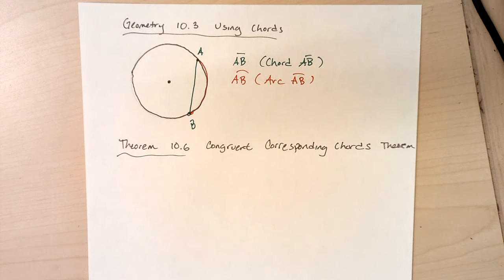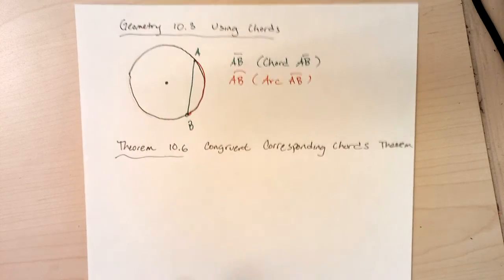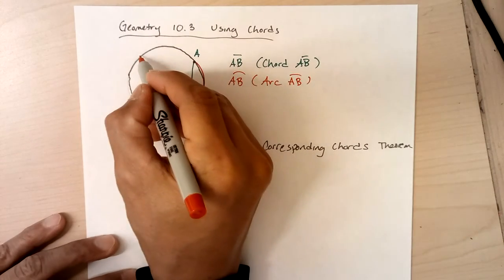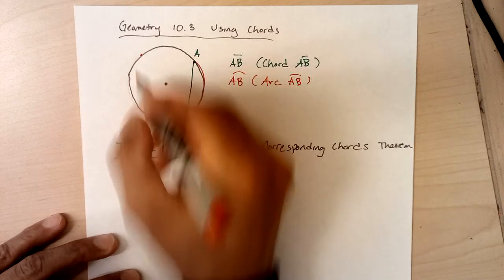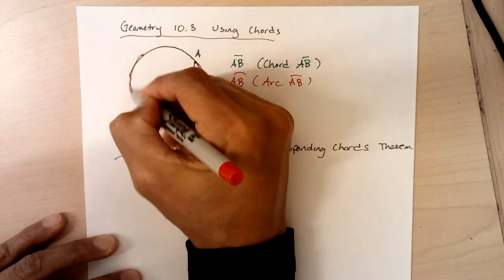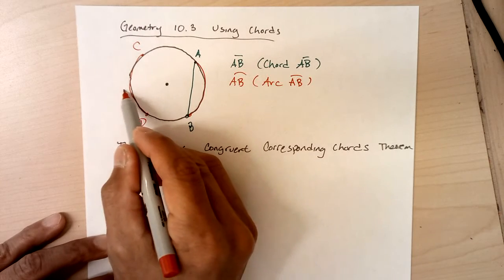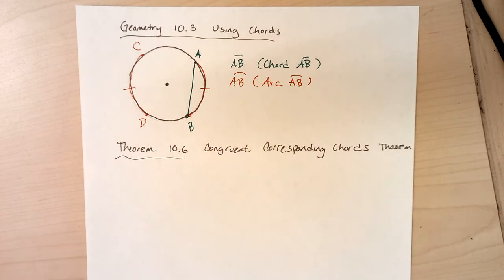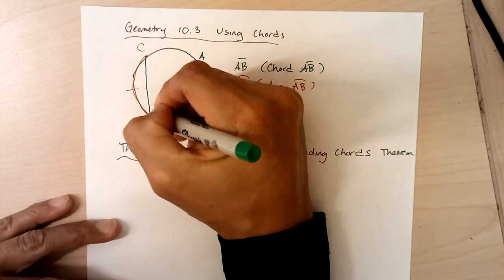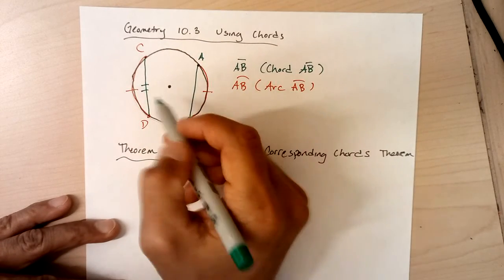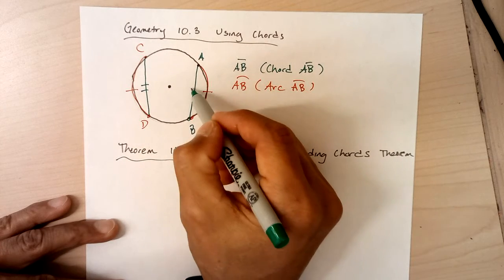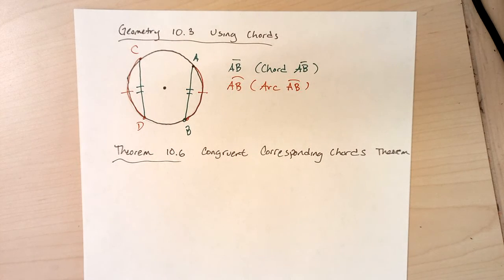All right, and then talking about theorem 10.6, the congruent corresponding chords theorem. So if we're taking a look at a circle like this one up here, and I have two congruent minor arcs, so let me draw another minor arc in here. Call it arc CD. If arc CD is congruent to arc AB, then their corresponding chords are congruent, or vice versa. So these two chords, the chords of the arcs CD and AB, would be congruent with each other.